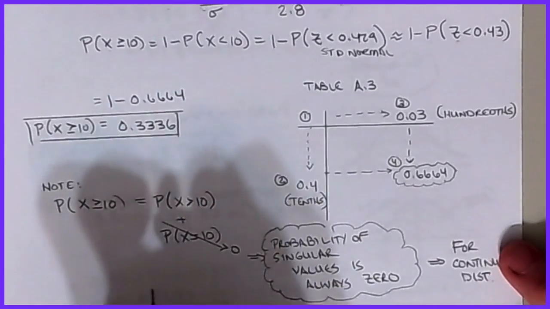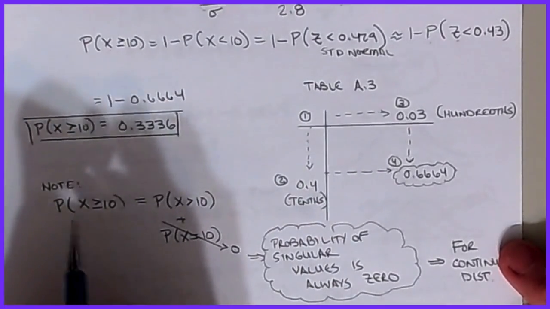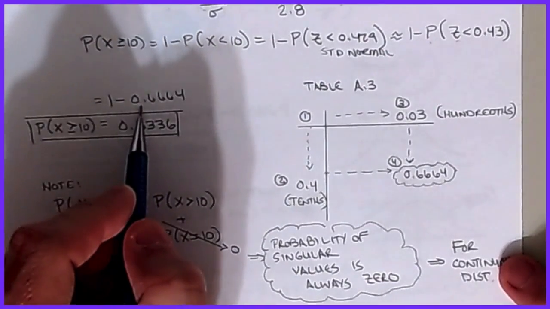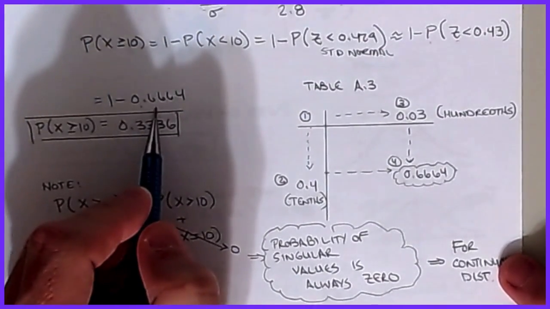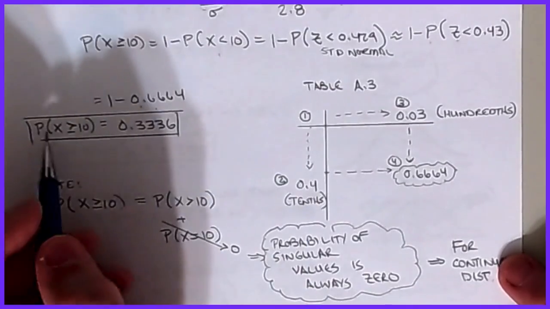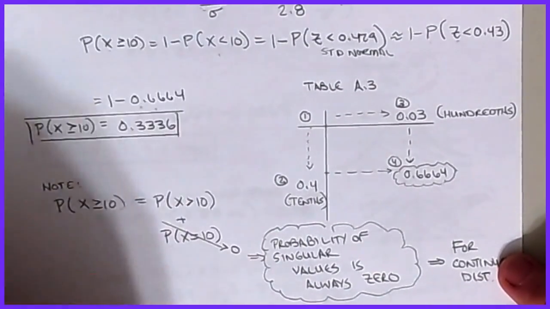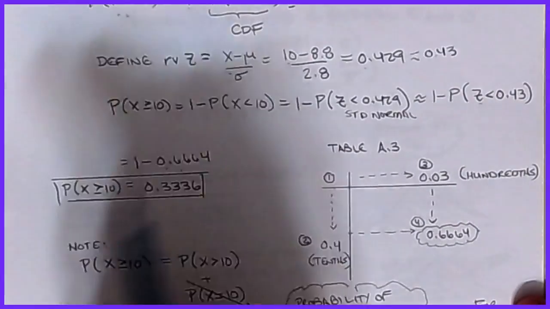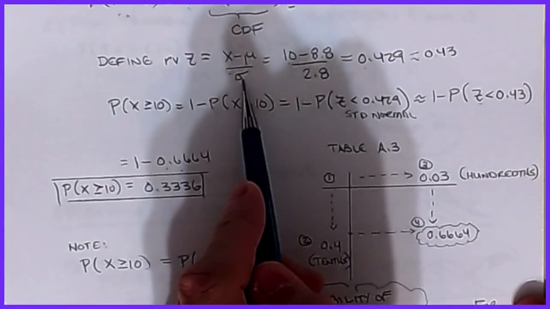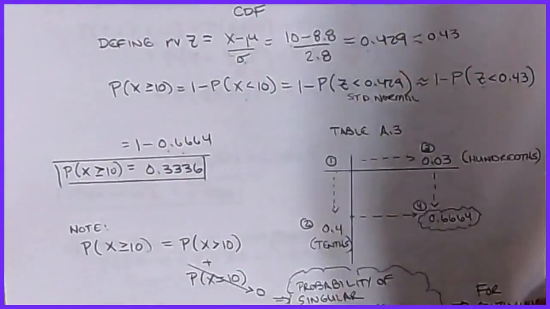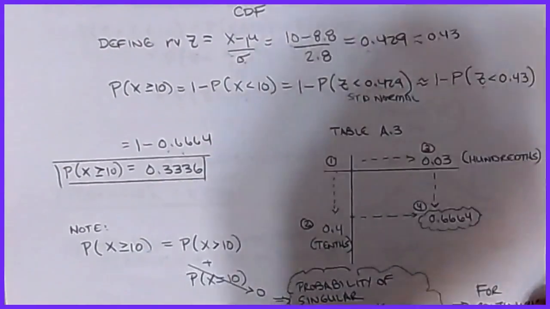When I do that, I can plug that value in over here. So 1 minus that value, because again, we did the complement. And so the probability that x is greater than or equal to 10 is 0.3336. That's all there is to it. The hardest part of this whole thing was coming up with that transformation, and that part never changes. You just plug in your x, your population mean, your population standard deviation, and away you go.